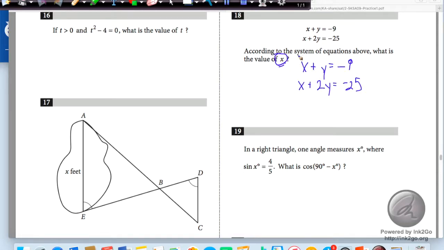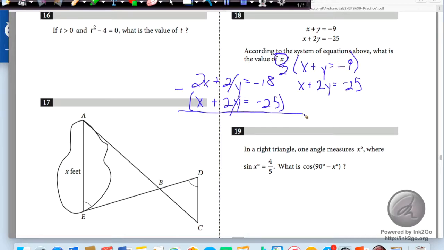If I want to eliminate y, I'm going to take this top equation here, and I'm going to multiply it by 2. The purpose of me doing that is so that I can then have 2x plus 2y equals negative 18 for my top equation. I then, on the bottom, have x plus 2y equals negative 25. Well, look at this. If I take this entire bottom equation and I subtract it out, the 2y minus the 2y will cancel. That's the whole point of me doing it in this method.